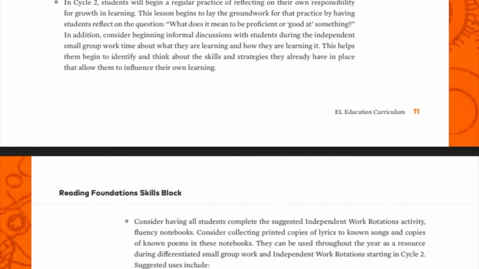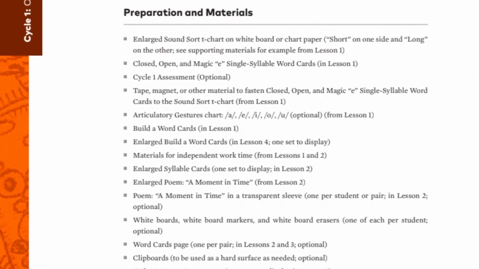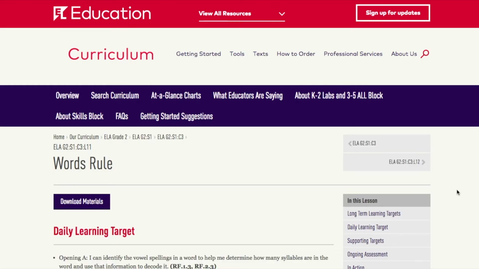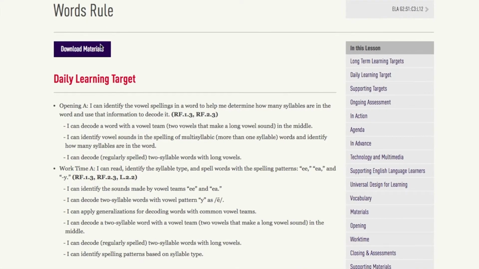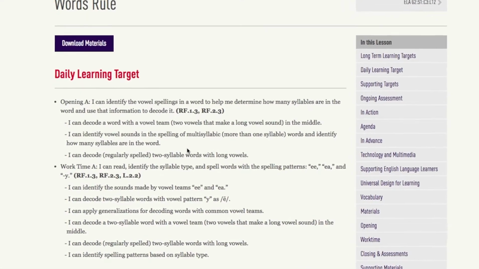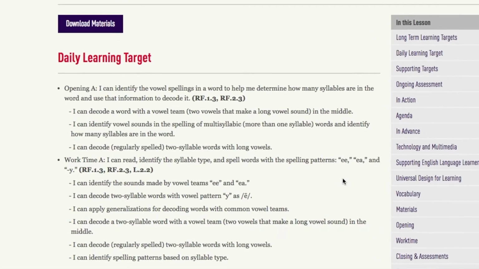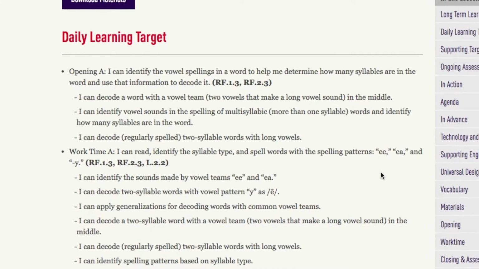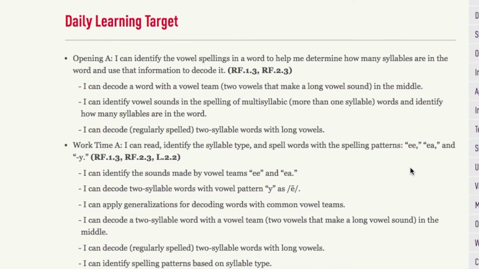And the cycle overview concludes with a list of materials that will need to be copied, created, or collected for the cycle. Now on to the actual lesson. Each lesson begins with the daily learning targets. At first glance, it looks like there are a lot of targets, but the target or targets attached to opening A or work time A, including the standards in parentheses, are the actual daily targets.